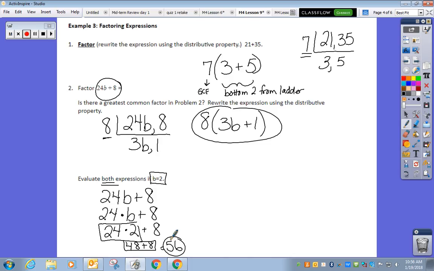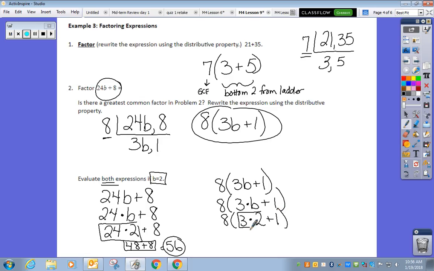They want me to do the same thing with my newly distributed, or factored I should say, expression. So once again, I'm going to start by expanding the 3b to 3 times b. I always recommend doing that. Then I'll replace the b with 2. And then I'll follow the order of operations. So inside my parentheses, I have more than one operation, so I'm going to box in the multiplication problem only first. I will complete that, which is 6 plus 1.